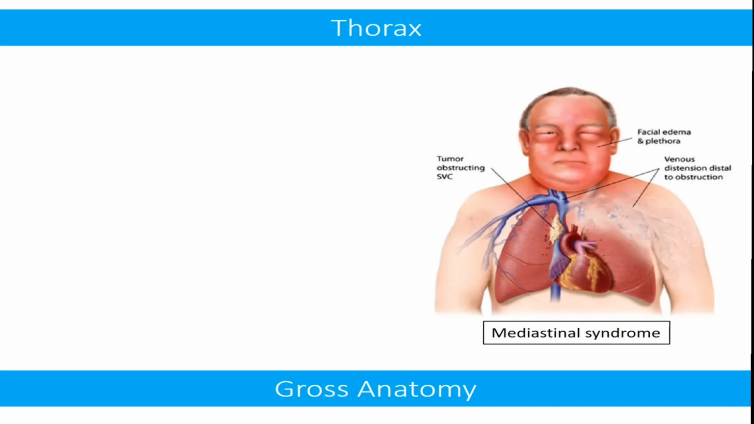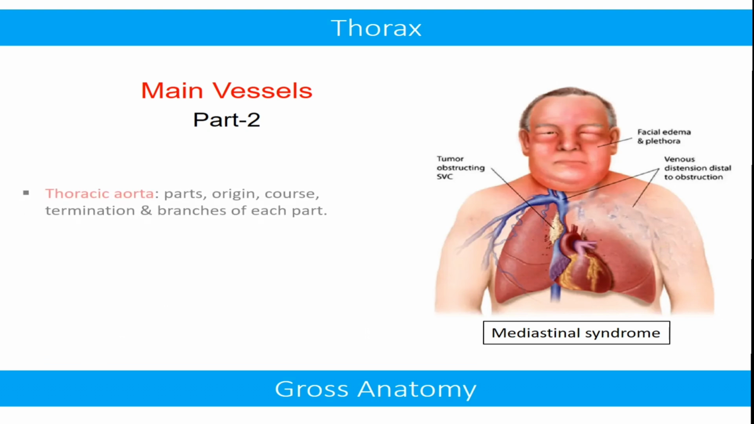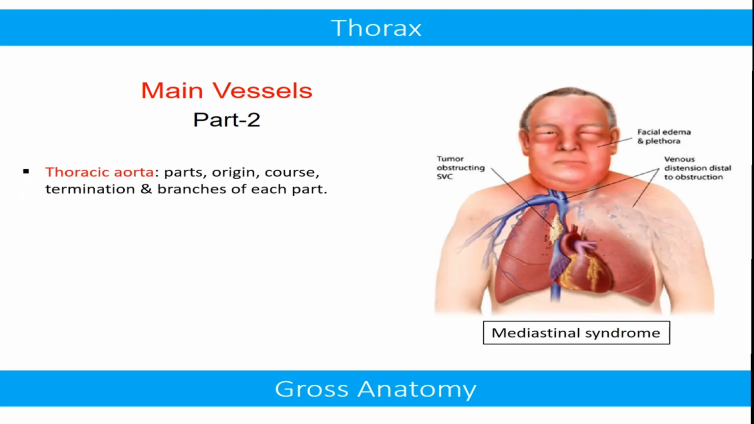Today we are going to discuss part second of the main thoracic vessels. So at the end of this session, the participant should be able to describe thoracic aorta, its parts, its origin, course, termination and branches of each part.